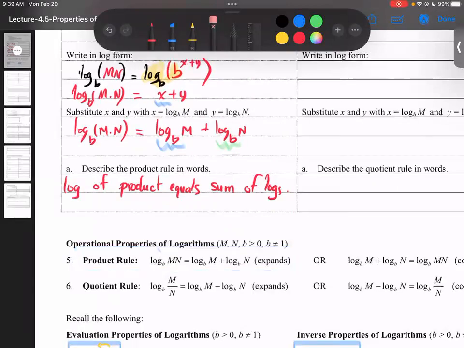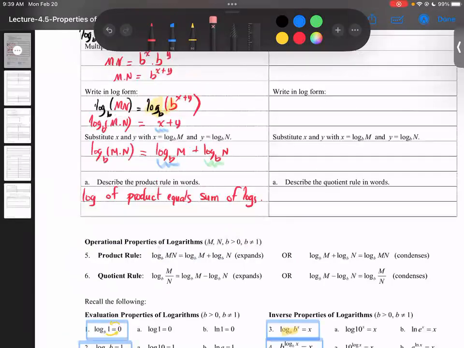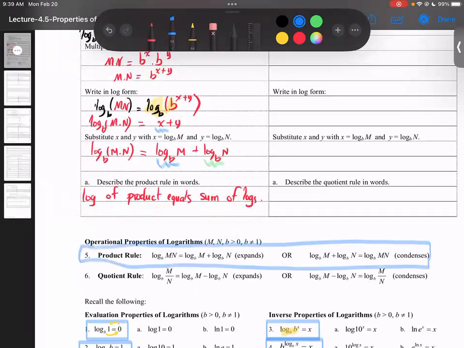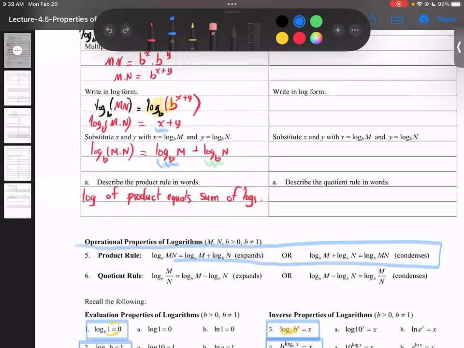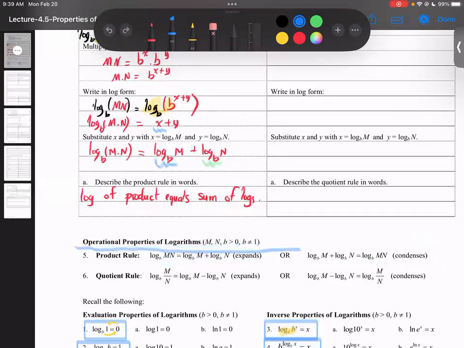Maybe I should highlight the whole thing. How come it won't make a nice rectangle? Too long, I guess. There you go. It has its own mind. There you go.